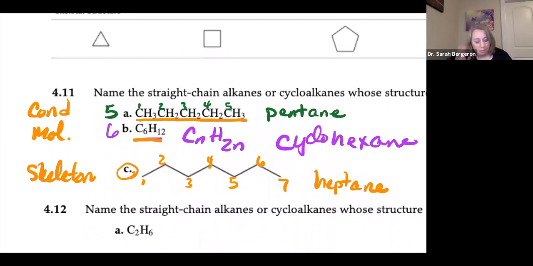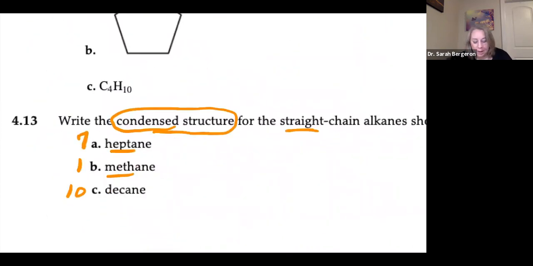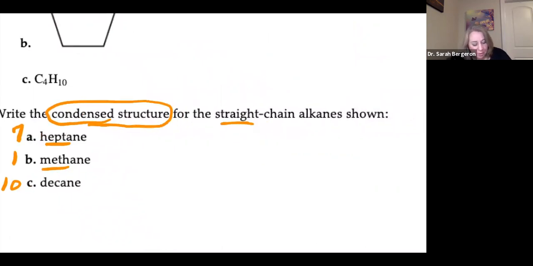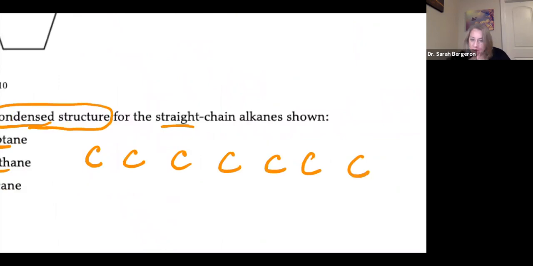Okay, make sure you can recognize that and know what those are. All right, heptane, let's do A first. I need 7 carbons. So I'm gonna do 1, 2, 3, 4, 5, 6, 7 carbons.